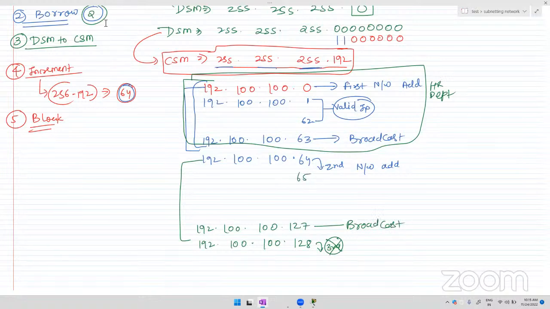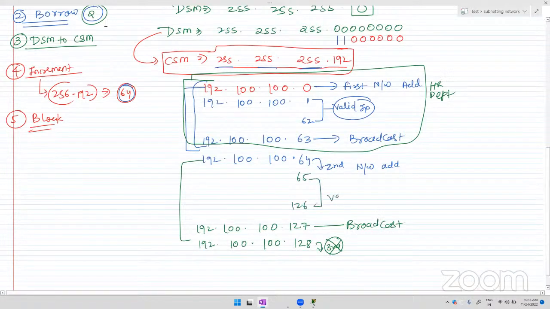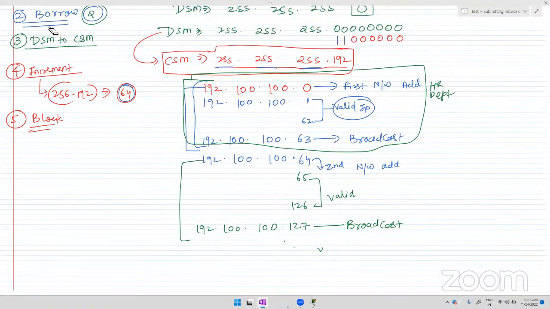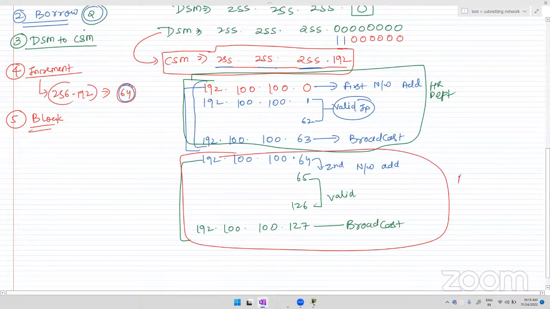And valid IPs 65 to which one? 126. And I will remove the rest. If you require multiple groups, you can utilize this one, but right now we are not required. Done? So this one group is for which department? This one, we provide to the Account department.